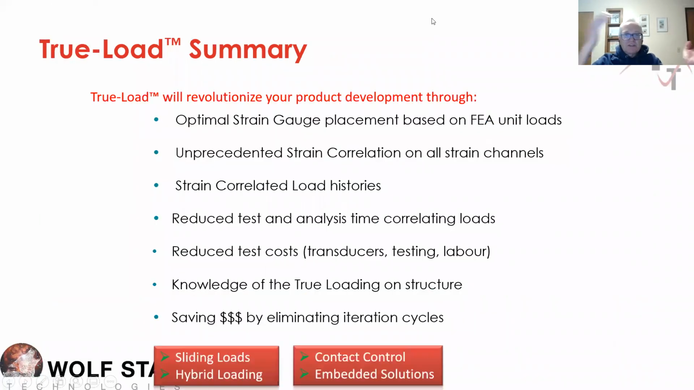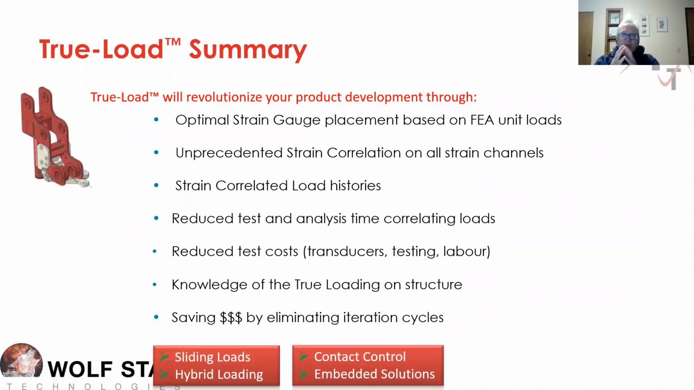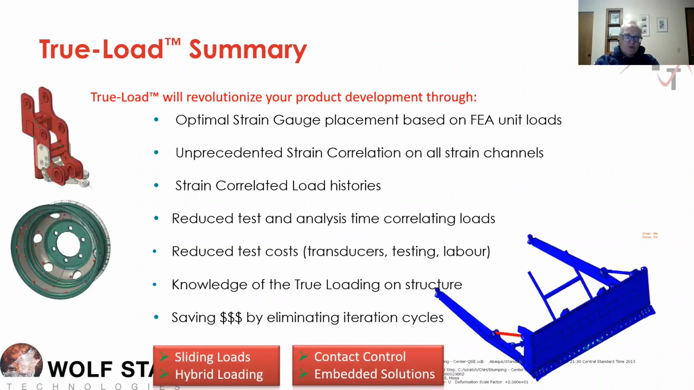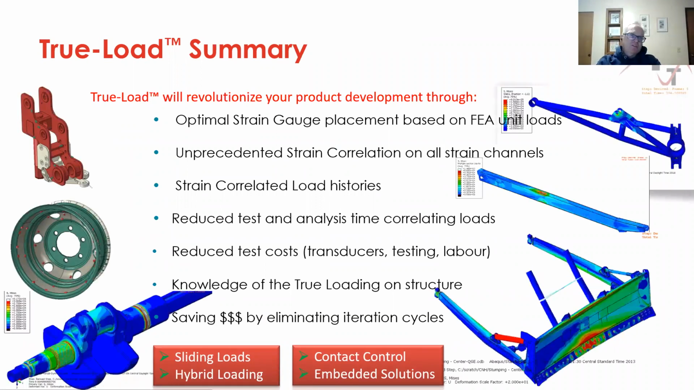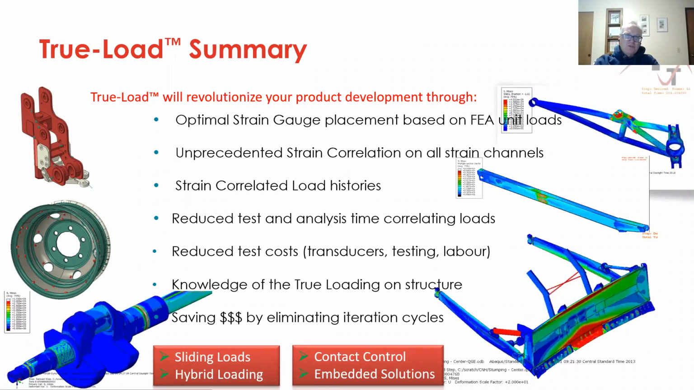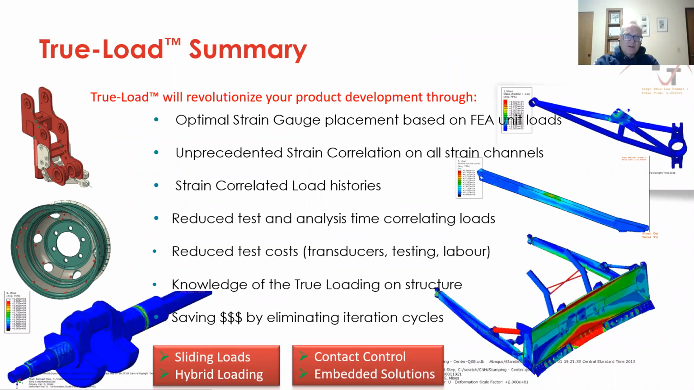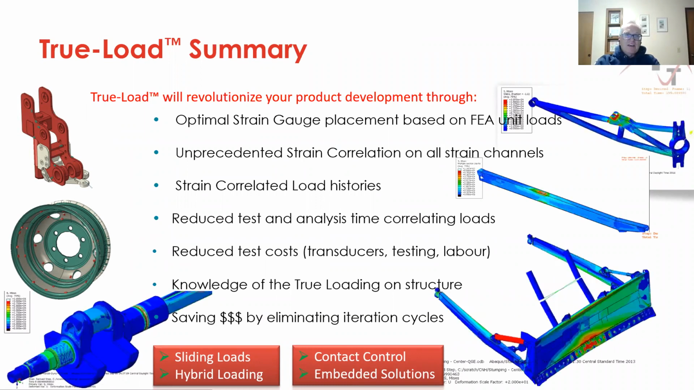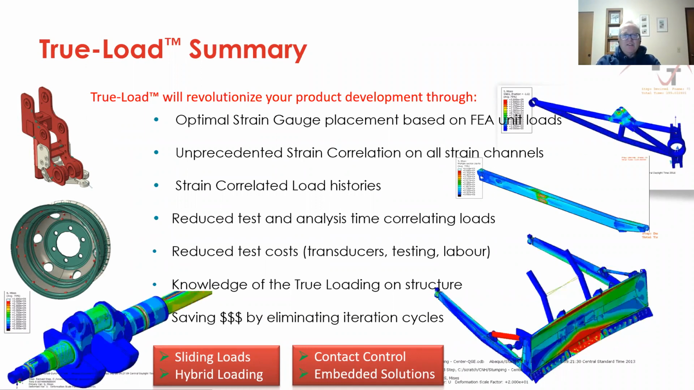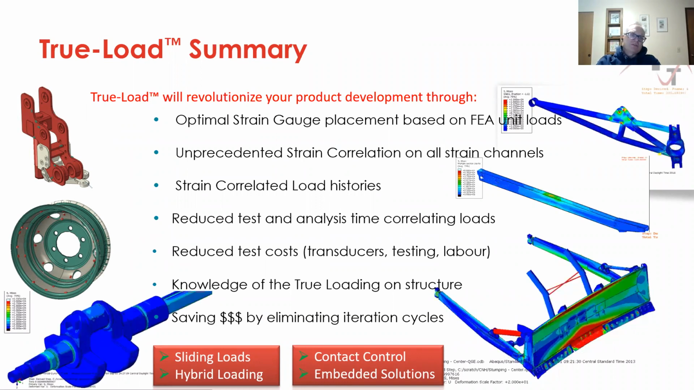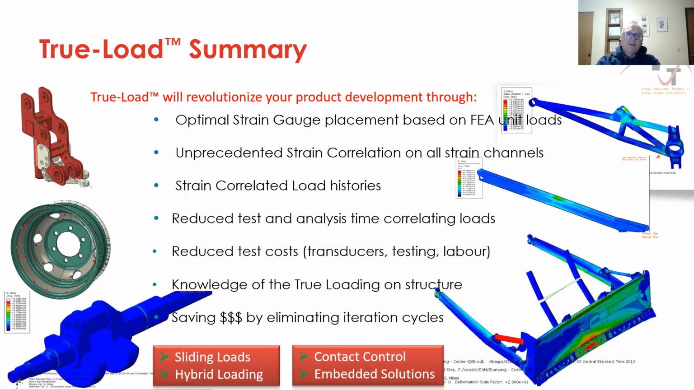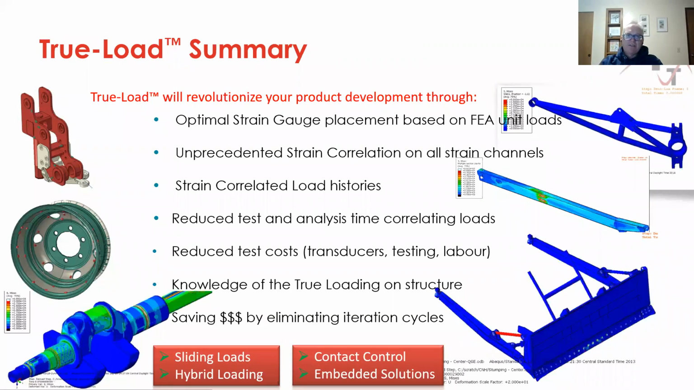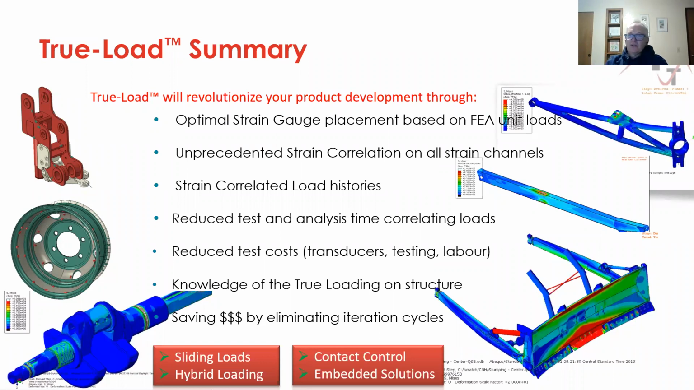Really just to summarize things here, with TrueLoad, we can give you a tool that will give you optimal strain gauge placement. You'll get unprecedented correlation. Strain correlated load time histories. You'll get to reduce your test costs and your analysis costs because you're using correlated loads. And you get the true knowledge of the operating loads in the structure. And you end up saving huge amounts of money because you're eliminating entire build test iteration cycles out of your product development methodology.